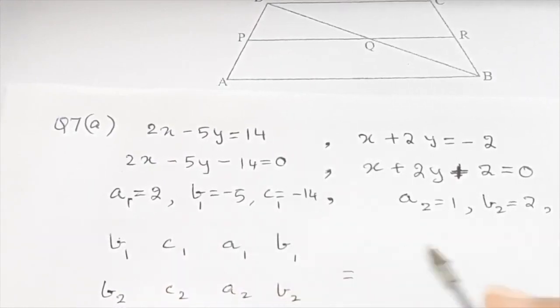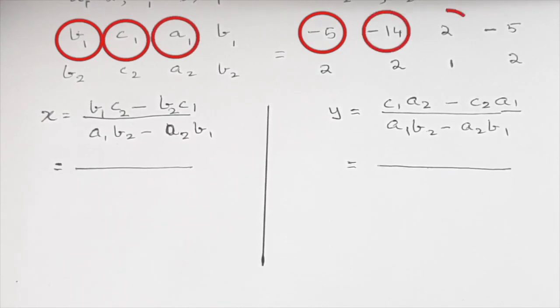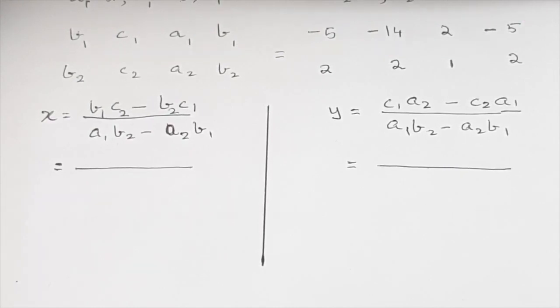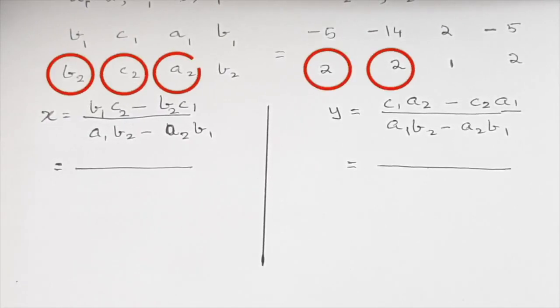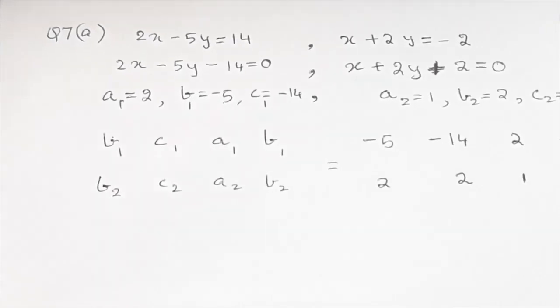And now this side we will write the values. So B1 is minus 5, C1 is minus 14, A1 is 2 and B1 is minus 5. And below this, exactly one below the other, we will be writing B2 means 2, C2 means again 2, A2 means 1 and B2 once again it will be 2. Now we are going to write our formula.